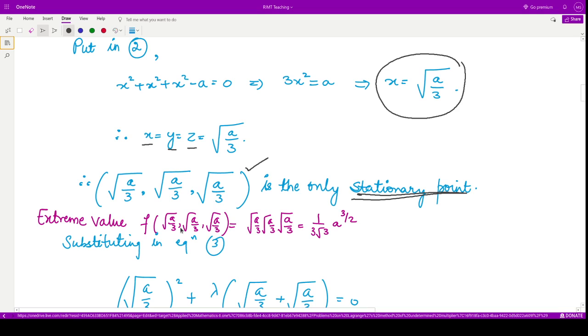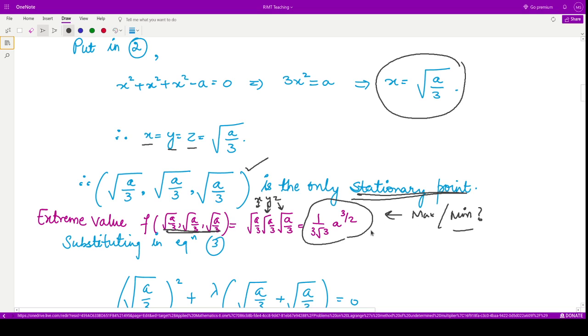So at this particular point, if you substitute this point into the given function small f, the given function was xyz. So you substitute the value of x, the value of y and the value of z, and this is the extreme value. Now you have to know whether this is the maximum value or the minimum value.